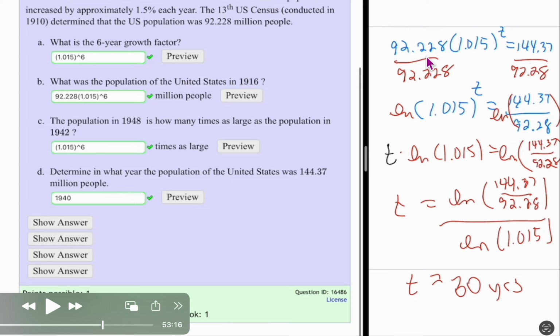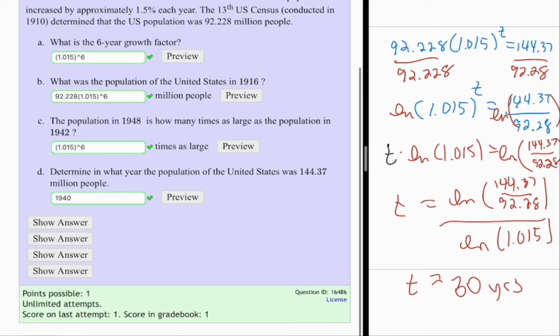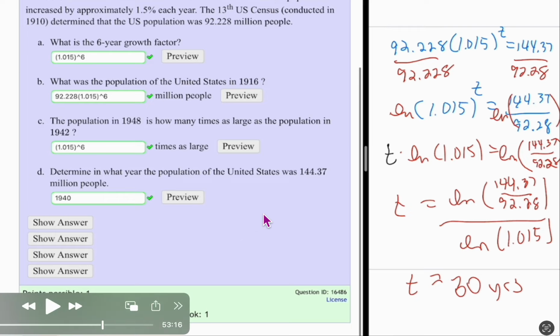Because watch what we have to do every time. We're always going to divide off the starting value. We get this fraction. We're going to put a natural log on both sides. The t will drop down in front, and then we have to divide this natural log number off. Now, what I did was I put that number here to let IMath show me the number. And the number was 30 point some. So if this answer is 30 years and they want to know what year it happened, it started at 1910. If I add 30 years, I get 1940.